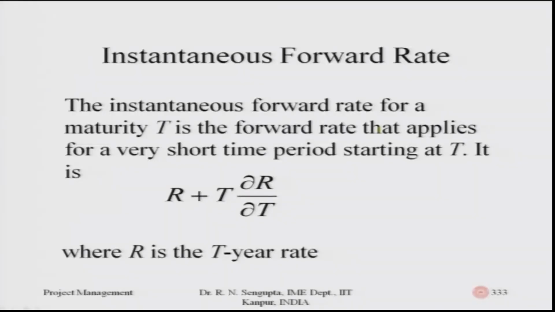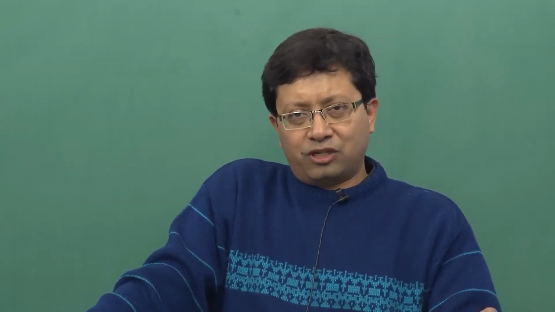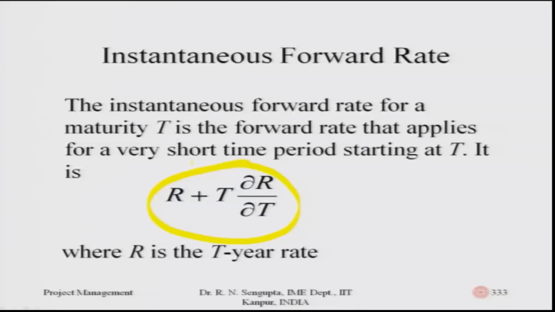So, now I want to find out the instantaneous rate. If you remember, the formula for trying to find out the forward rate was what? It was R2 into T2 minus R1 into T1, divided by, in the bracket, T2 minus T1. If you do the limiting concept there and utilize that, the value comes out as I am circling, which means the instantaneous forward rate for a maturity T is the forward rate that applies for a very short duration of time starting at time t.